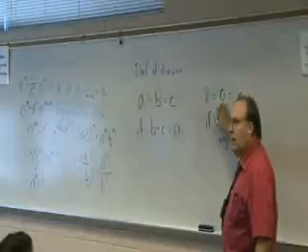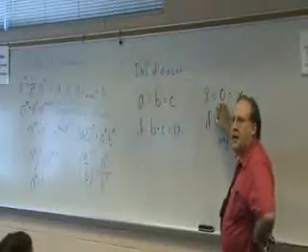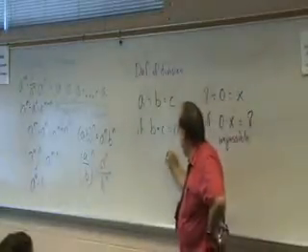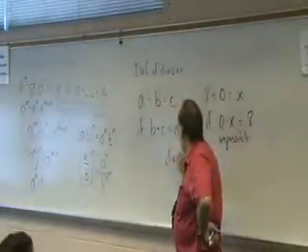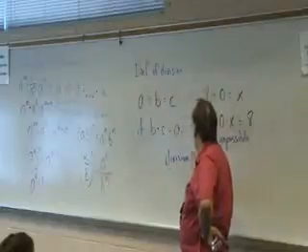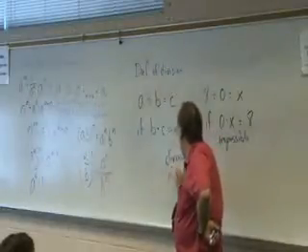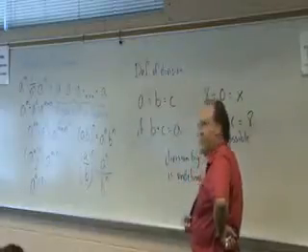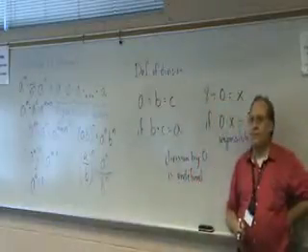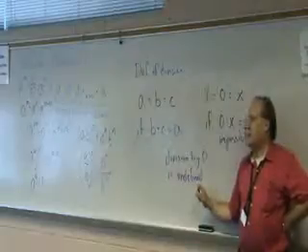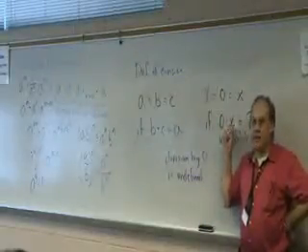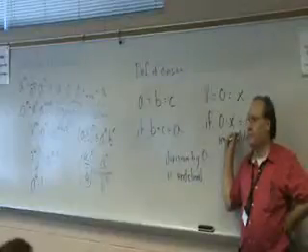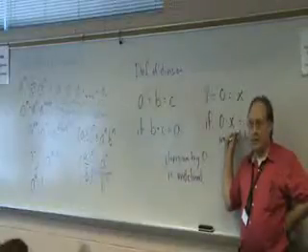So since this is impossible, dividing by 0 does not fit the definition. That's why we say that division by 0 is undefined. That's why we say it, because it doesn't fit the definition. Does that make sense?